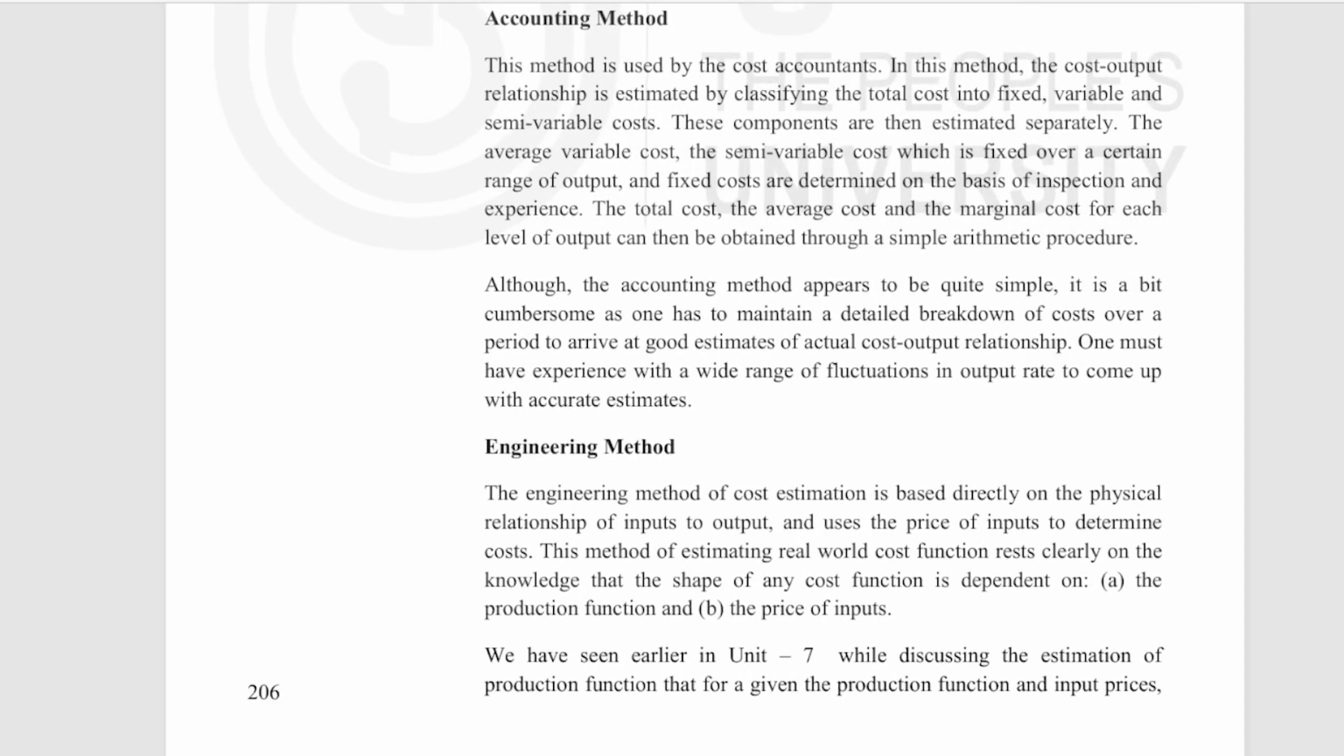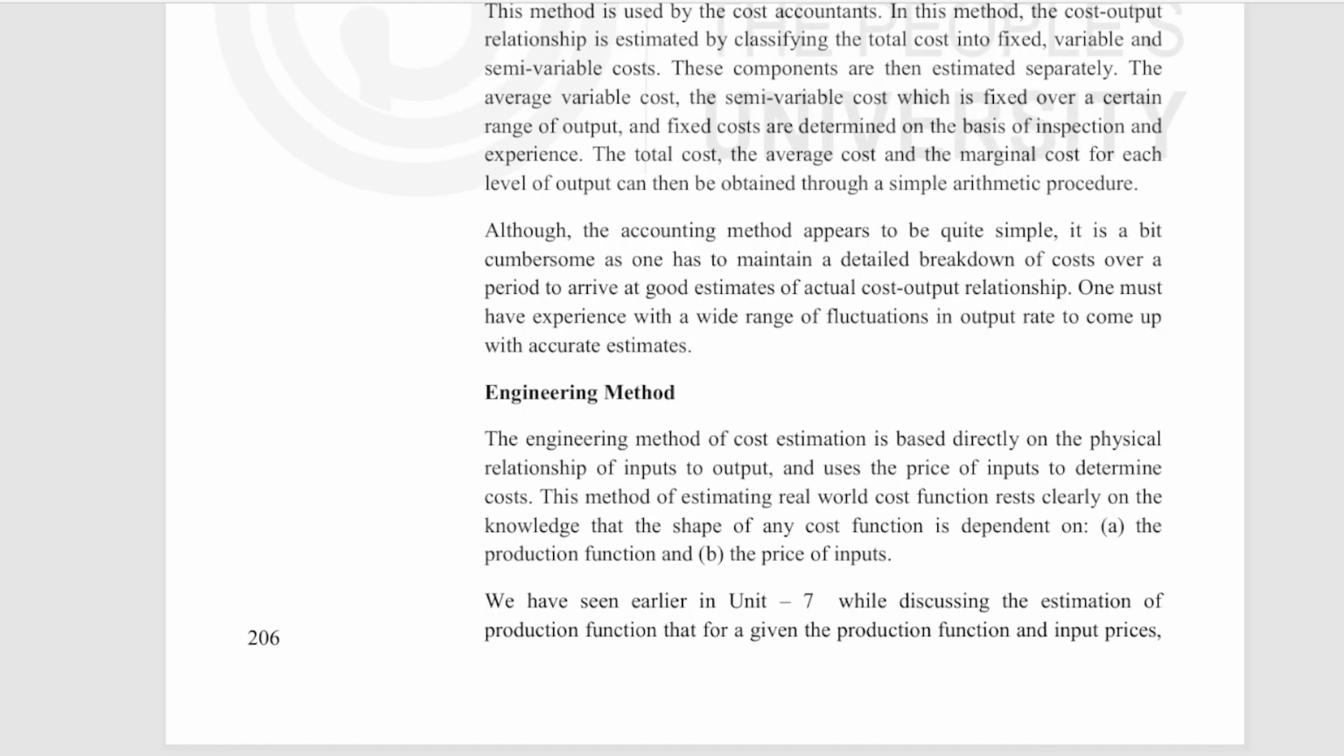Accounting method. This method is used by the cost accountants, and in this method the cost output relationship is estimated by classifying the total cost into fixed, variable, and semi-variable cost. These components are then estimated separately. The average variable cost, the semi-variable cost, which is fixed over a certain range of output, and fixed costs are determined on the basis of inspection and experience.